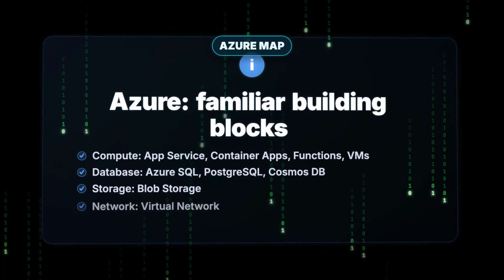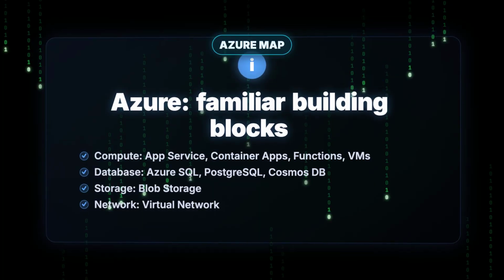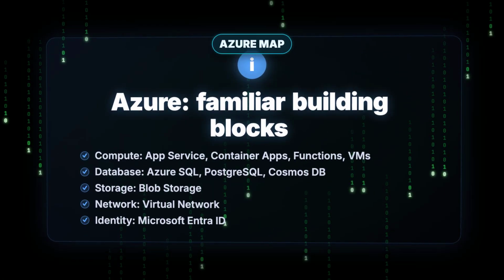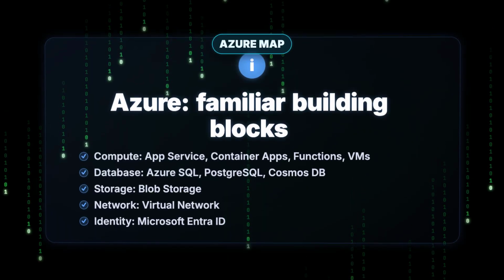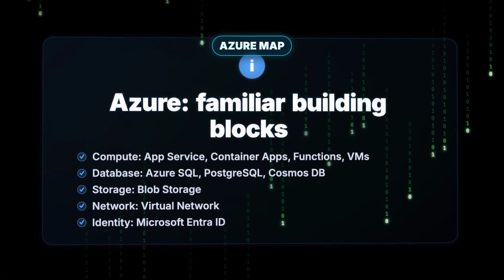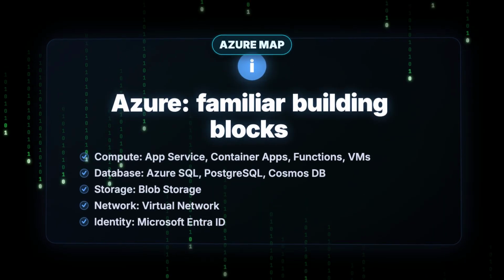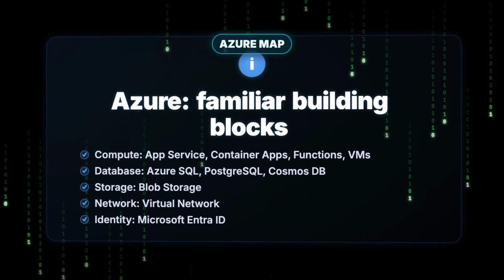Azure SQL is a managed relational database option. Azure Database for PostgreSQL provides managed PostgreSQL. Blob Storage stores files. A virtual network is the network boundary. Microsoft Entra ID provides identity, including managed identities that let services authenticate without placing a password in your code.